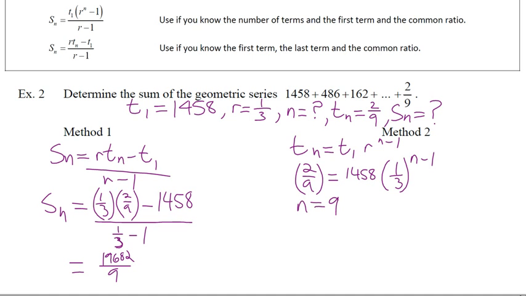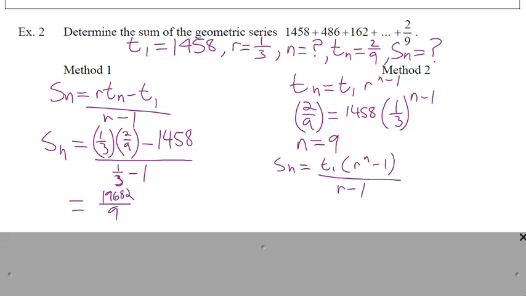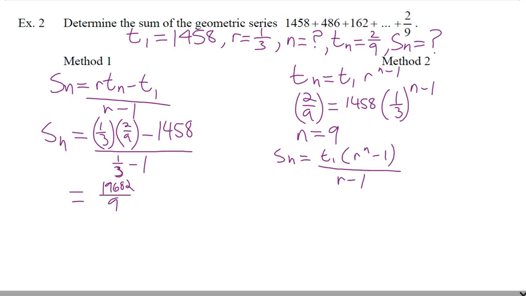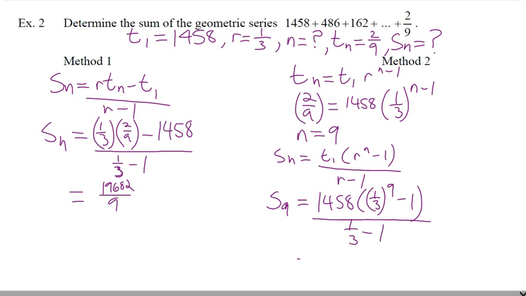Okay, and now we can use the other formula. S sub n is equal to T1 times r to the n minus 1 over r minus 1. So S9 in this case, really, we're finding the sum of 9 terms, is T1, which is 1458, times 1/3 to the power of 9 minus 1 over 1/3 minus 1.